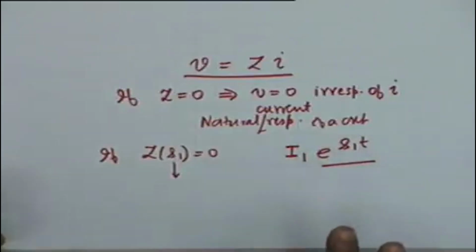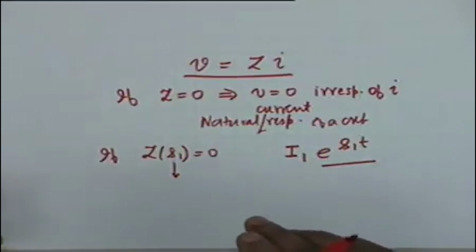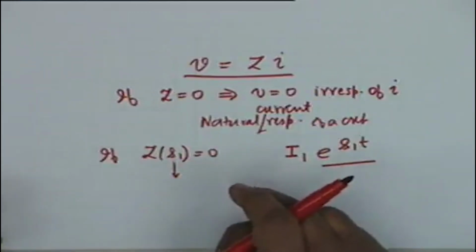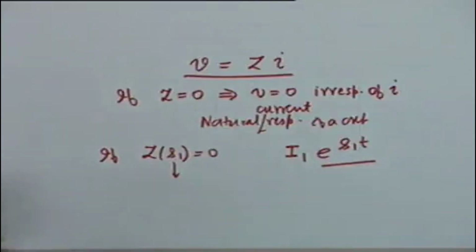And in that sense, the zeros identify the natural frequencies of current response. The zeros of an impedance function identify the natural current response of a circuit.